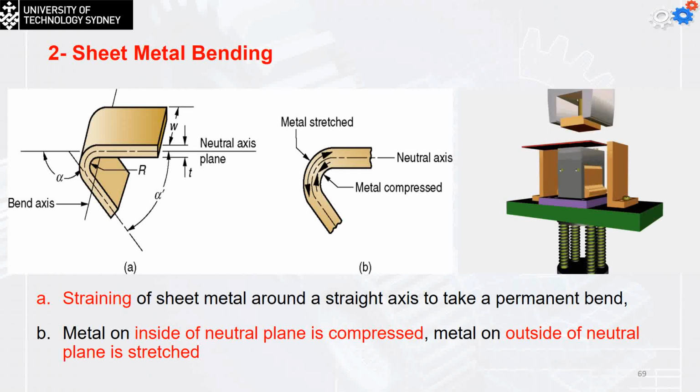The straining of the sheet metal around this neutral axis gives the permanent bend. The metal inside the neutral axis is going to be compressed, and the outside of the neutral axis is going to be stretched.